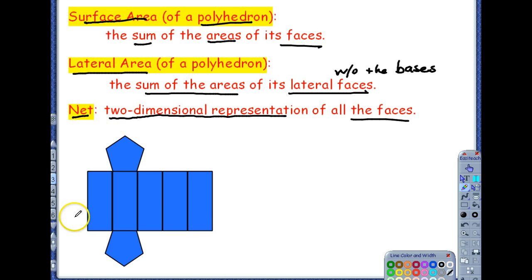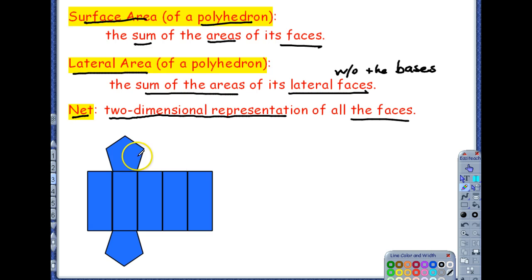Formula. Yes. This right here is a net, a 2-dimensional representation. Now when we name this, we're going to name it by its bases. So what do you think the bases are? The bases are the 2 congruent faces in this figure, and I would say those are the pentagons. Basically, if you see a shape other than a rectangle, then that's the base. So this is a pentagon base.